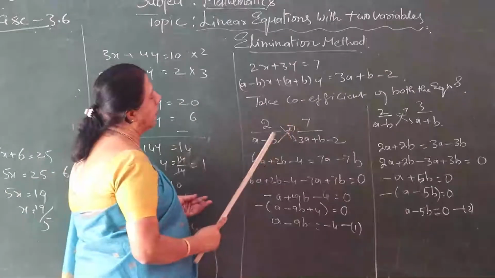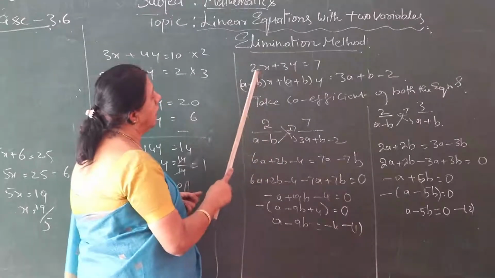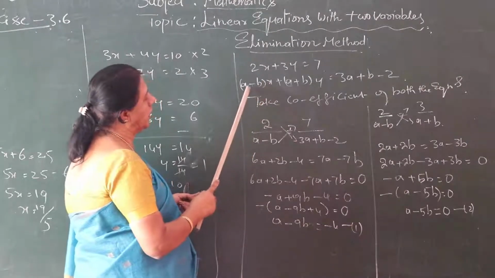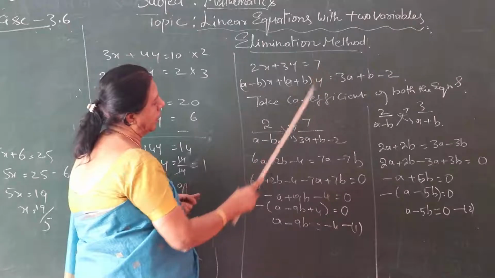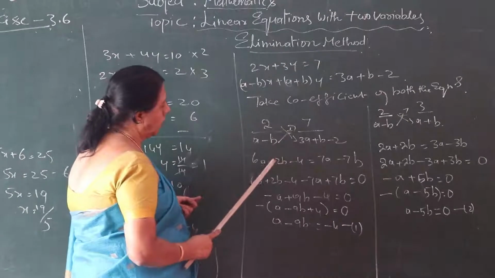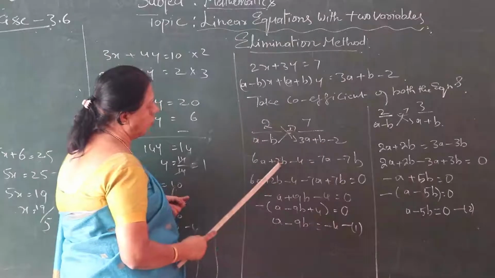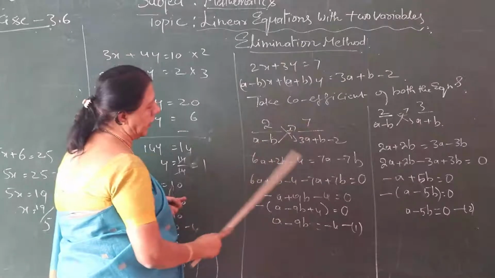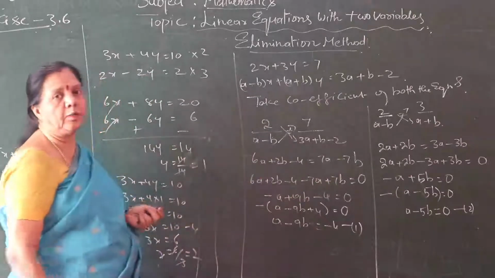You equate one by one. So here see, the coefficient of x is 2 in the numerator. The coefficient of x is a minus b, divided by a minus b, is equal to 7 by 3a plus b minus 2. By cross multiplication, you are getting 2 into 3, 6a, plus 2 into b, 2b, minus 2 into 2, 4, equals 7 into a, 7a, minus 7 into b, 7b. Cross multiplication.